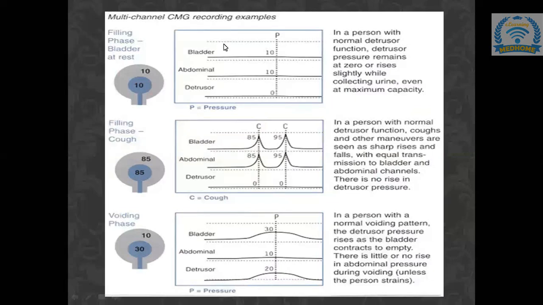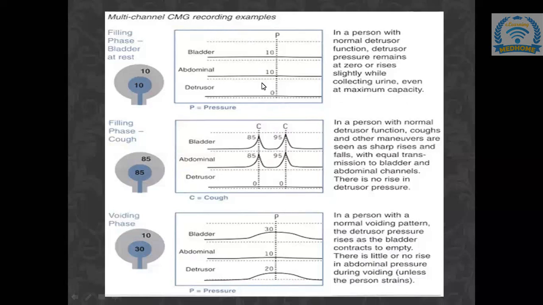You need to understand there are three pressures that we discussed in the previous slide: the bladder pressure, the abdominal pressure, and the detrusor pressure. The detrusor pressure is calculated by subtracting the abdominal from the vesical pressure. Now, in a person with normal detrusor function, the detrusor pressure remains 0 or rises slightly while collecting urine, even at maximum capacity.